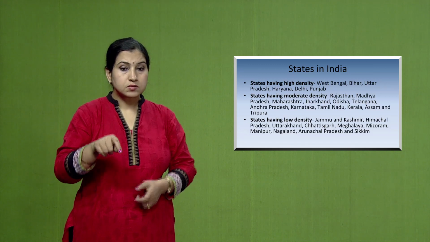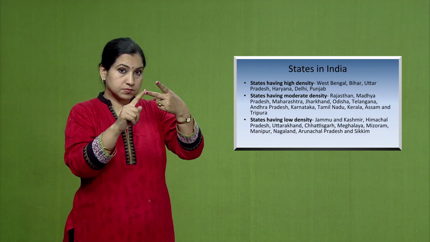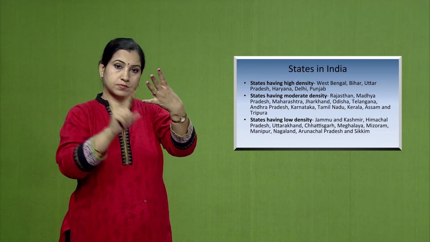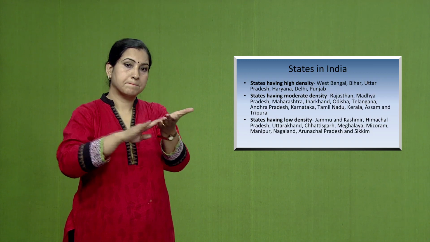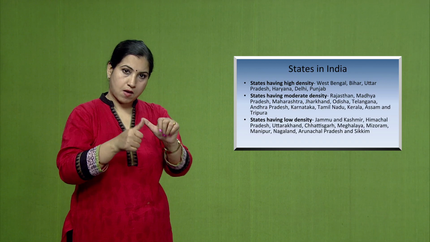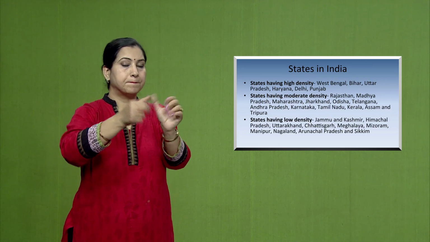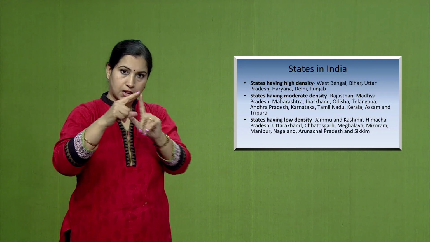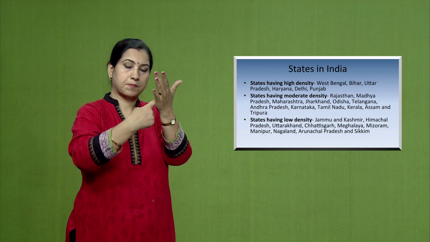States having low density are Jammu and Kashmir, Himachal Pradesh, Uttarakhand, Chhattisgarh, Meghalaya, Mizoram, Manipur, Nagaland, Arunachal Pradesh, and Sikkim.